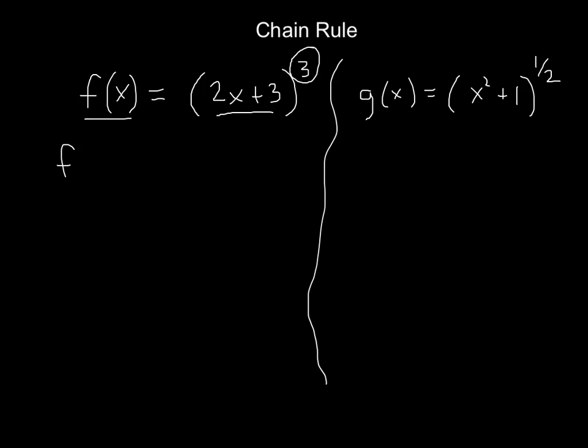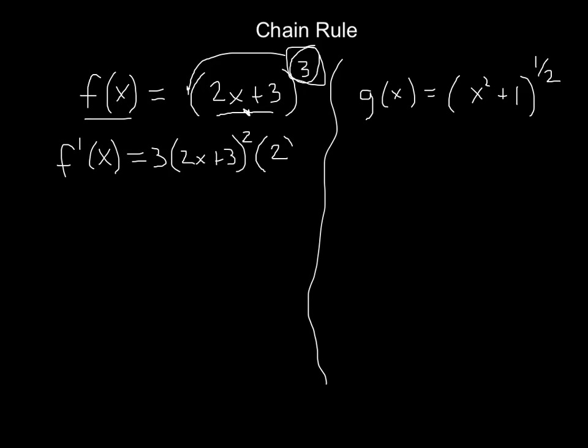F prime of x is going to be, you're going to differentiate the outer function, x cubed, and then differentiate the inner function. So what happens is you bring out the 3, rewrite the inside. We are not differentiating the inner function. So differentiate the outer function. Bring out the 3, subtract 1 to make it 2, and then differentiate the inner function. So we multiply by the derivative of the inside, which is 2, being that it's a linear term.